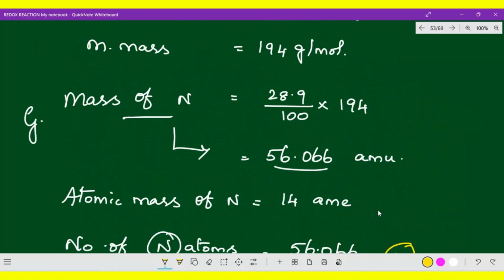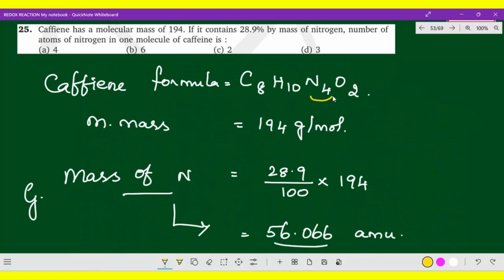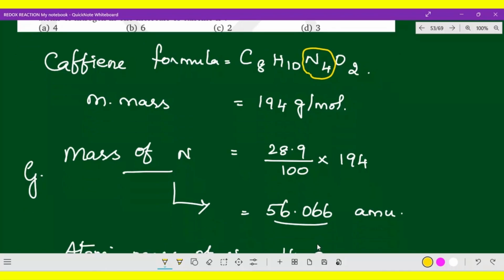How do we know this is 4? Correct, because in the formula it is 4 only. It is available, you just have to check it. So sometimes we can check also. We can solve this kind of question. Okay, I hope you got the clarity.